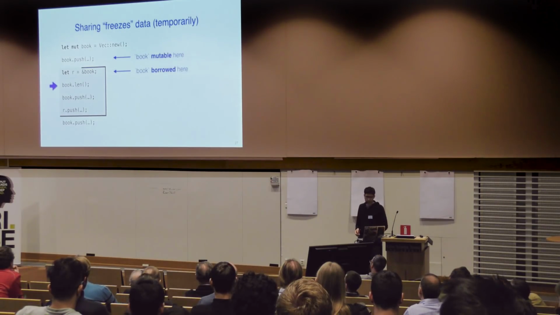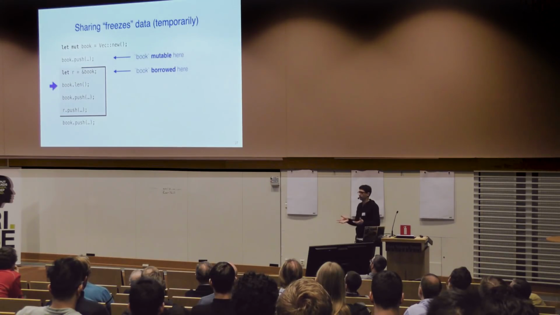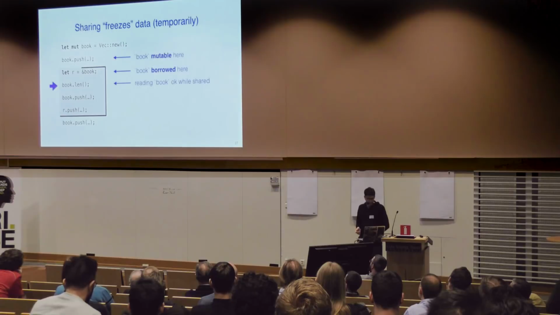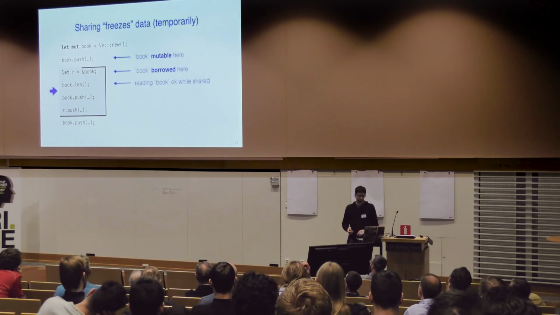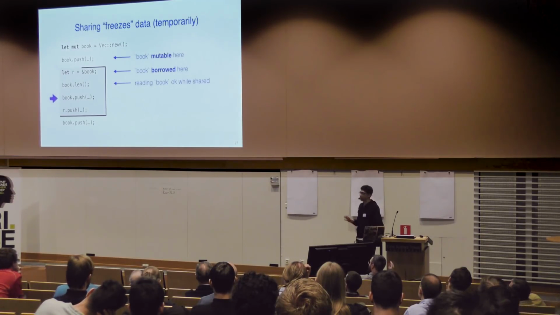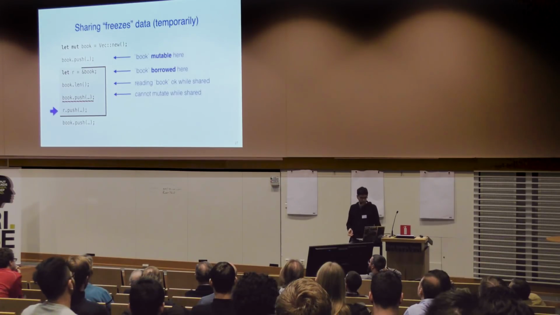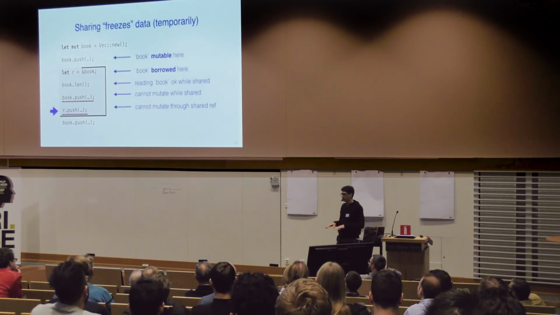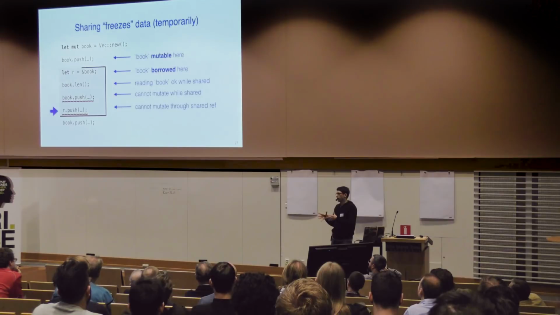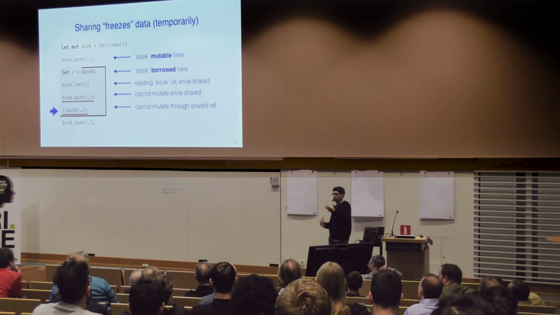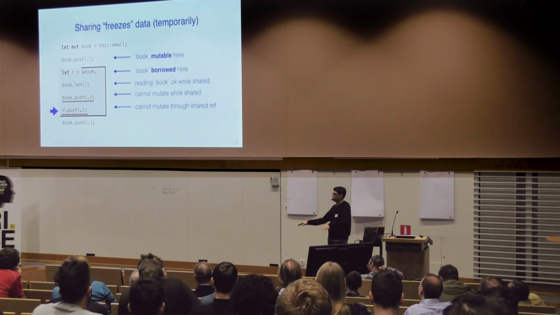Right, so it's okay to call something like book.len. That just reads the length of the vector. That doesn't mutate anything. That's allowed. But if we try to call push, whether it be through the original variable book or through the reference, that is going to create an error, right? And the compiler won't allow it. So in this way, we guarantee that while the data is shared, while the reference is in use, you can't be mutating it, either through the new reference or the original path.